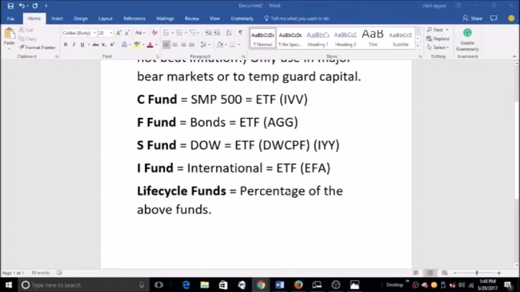The only other funds that remain are the life cycle funds. If you're not into managing your funds at all, a good thing to put your money into would be your life cycle funds.